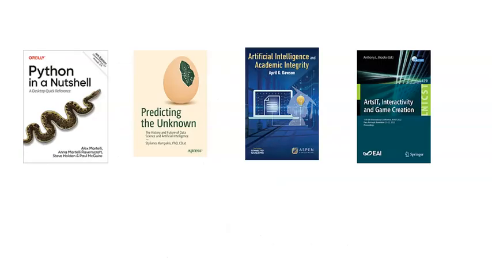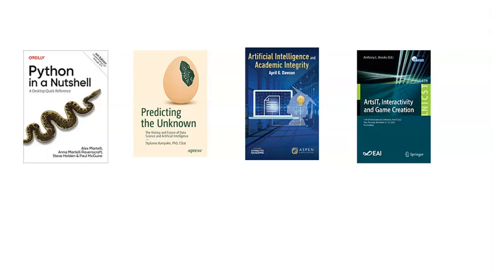Here's a sample of books that have been published. Python in a Nutshell, Predicting the Unknown, a general book about AI. Here's a book by a private publisher as opposed to a scholarly publisher, Artificial Intelligence and Academic Integrity. Here's one by Springer on the right-hand side, which is a conference. Computer science has lots of conferences or edited books with papers from different people.